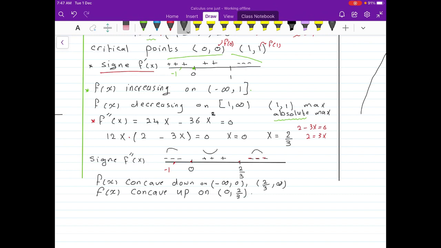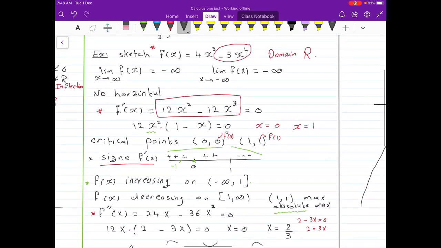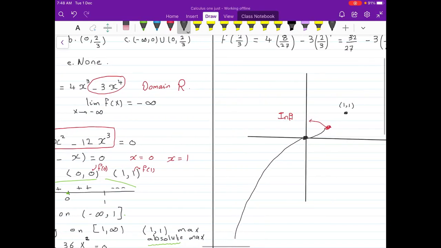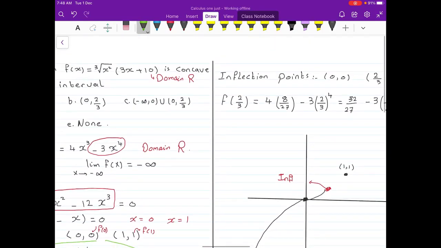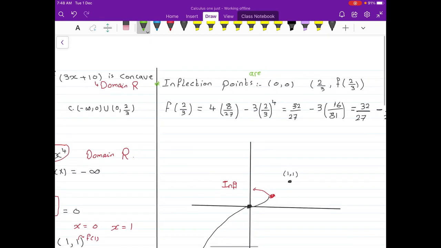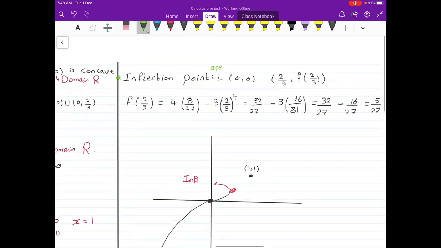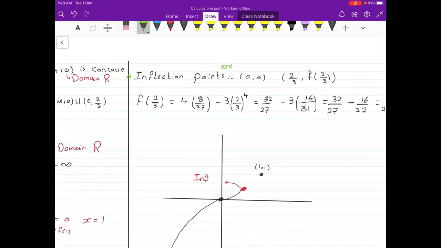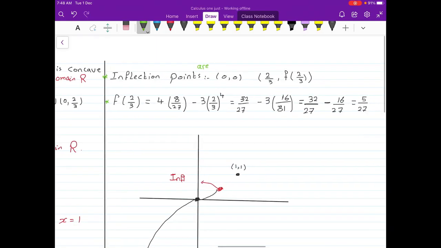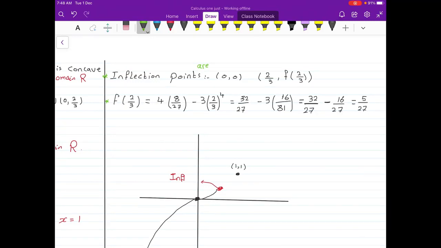Notice this function has two inflection points. What are the inflection points? The inflection points are (0, 0) and (2/3, f(2/3)). We substitute in the function f(2/3), we get the image 5/27.